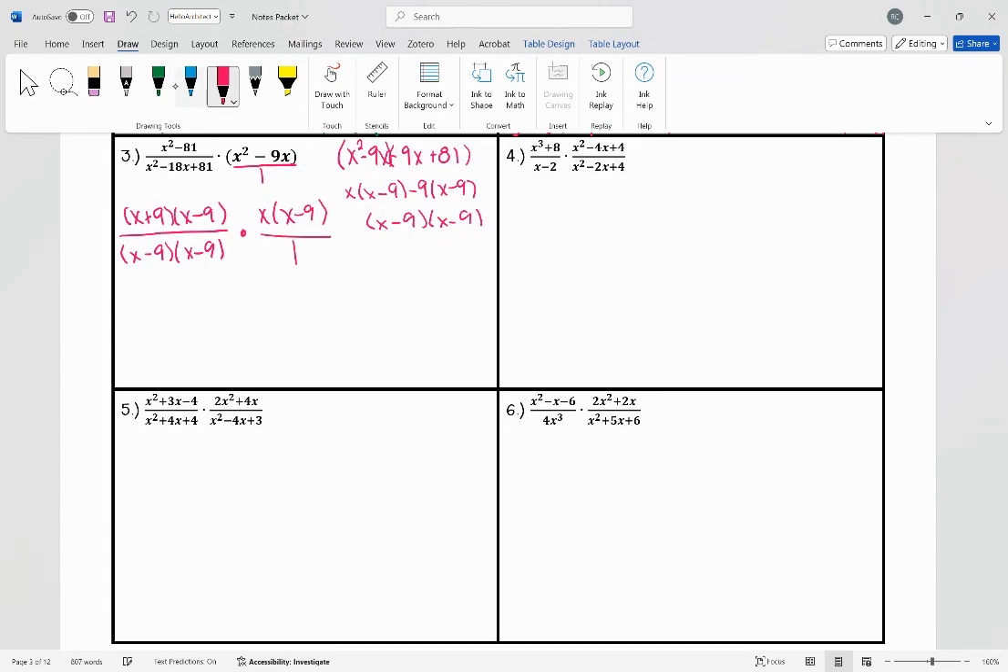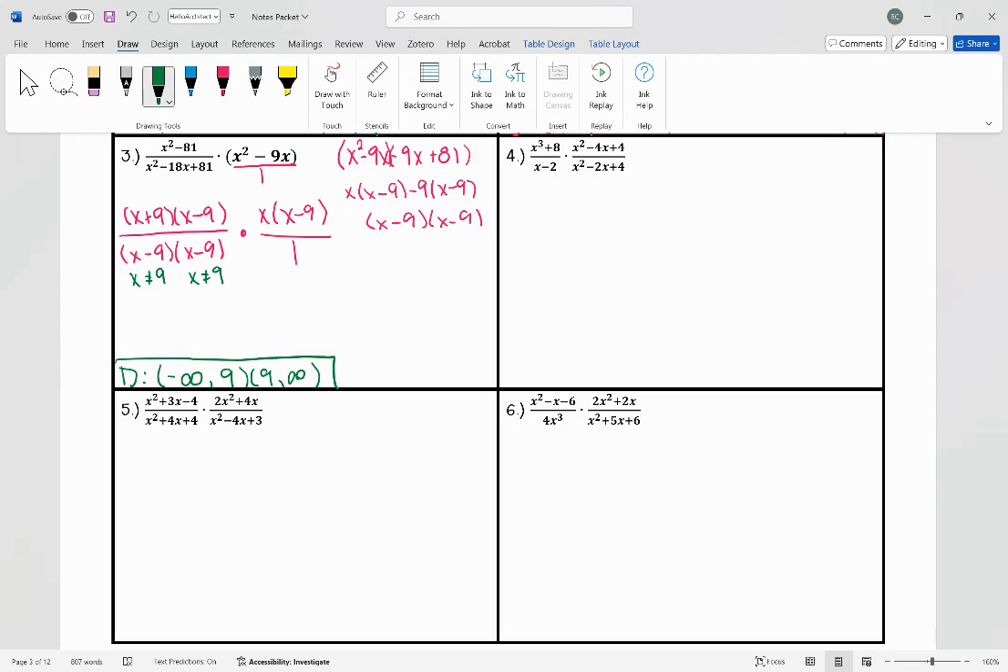And then I still got over 1, which remember, anytime we have just a number, that's not going to affect our domain. So we have x can't equal 9. This one ends up being the same. Okay, so we only have one value that it can't equal. So for our domain, it's just going to be positive 9. So negative infinity to 9, 9 to infinity.